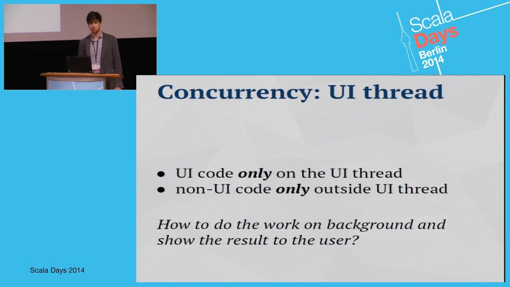But I think that the more interesting problems are, for example, that of concurrency. So basically you have the main thread, which is the UI thread. And on this thread, you can really only do UI code. So you can move buttons around and change captions and not really do anything else because the application will just freeze. So what if we need to do some work in the background and then show the result to the user? Well, the Android way is really ugly. I'm not going to show it, but it's called AsyncTask.